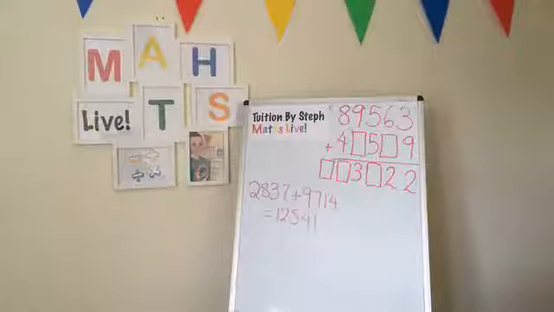So the first question, working out what are the missing numbers. Start with the ones, add the 3 and the 9, think, right, what happens with that?